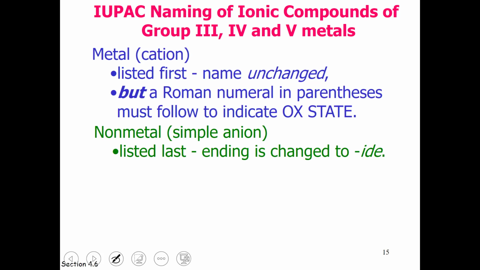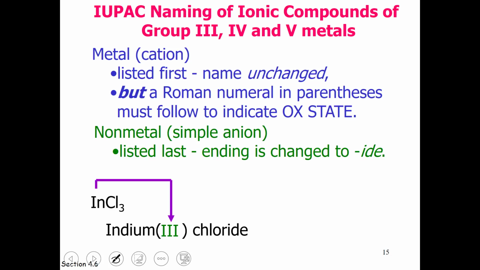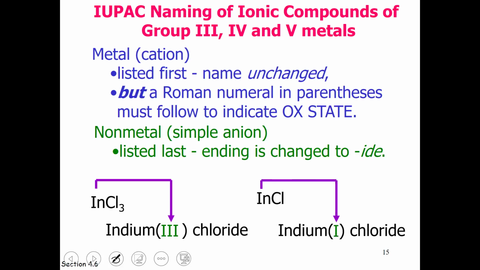What about some of these unusual group 3, 4, and 5 metals that are very heavy? For these, we're going to list the metal name, but we will also use a Roman numeral to give us our oxidation state. So, for example, indium chloride. This is a group 3 very heavy metal. We would definitely want to specify the oxidation state, and of course it is 3 because it's with 3 chloride ions. If we had indium with 1 chlorine, it would be oxidation state +1 and get a Roman numeral of 1.